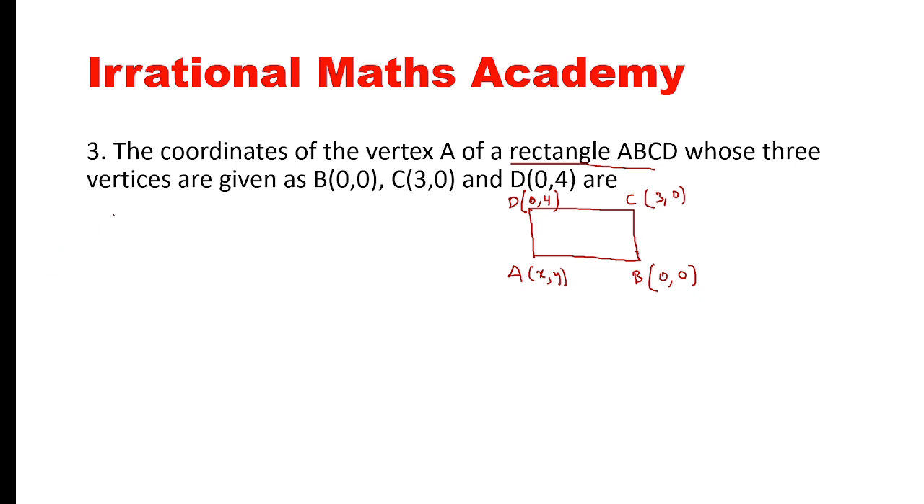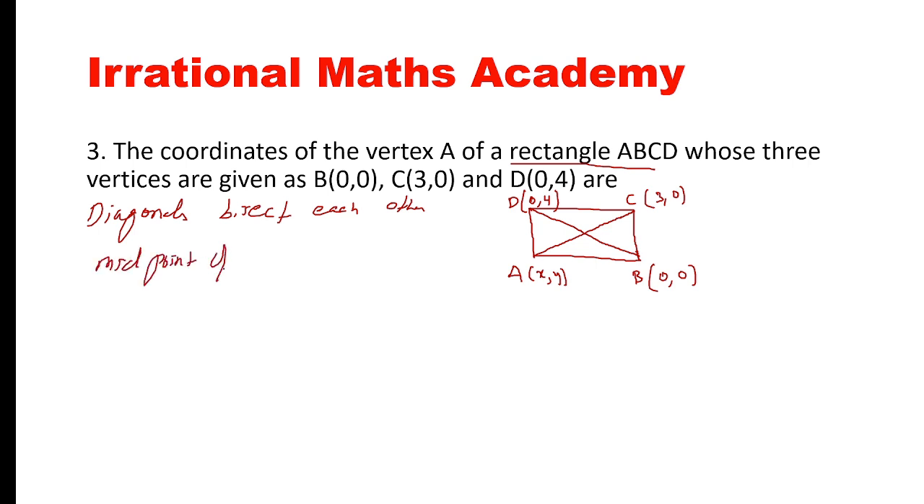Okay. So again here also, what is the property of a rectangle? We know diagonals bisect each other. Here also, diagonals bisect each other. That means the midpoint of AC and the midpoint of BD are equal. Same thing here: midpoint of AC equal to midpoint of BD.